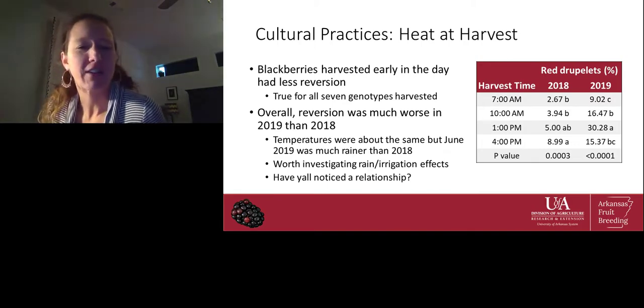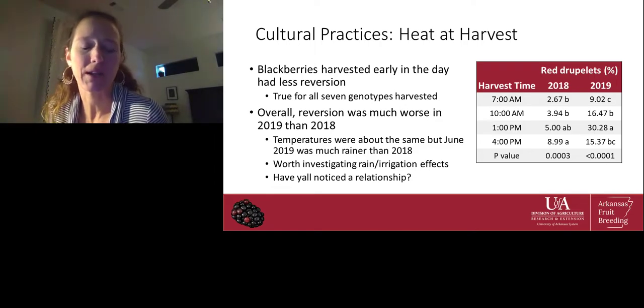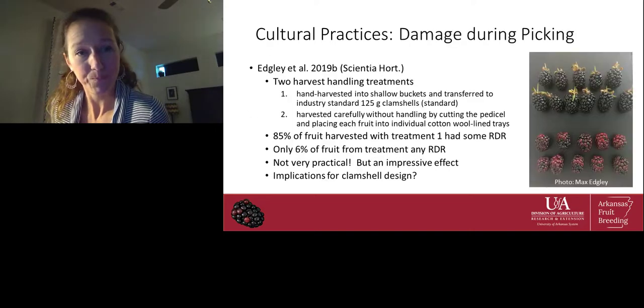And I'd be interested if anybody has any thoughts in the comments. Have y'all noticed a relationship, as growers or shippers, with rain and irrigation effects on red drupelet reversion? So the next thing we'll talk about is damage during picking.